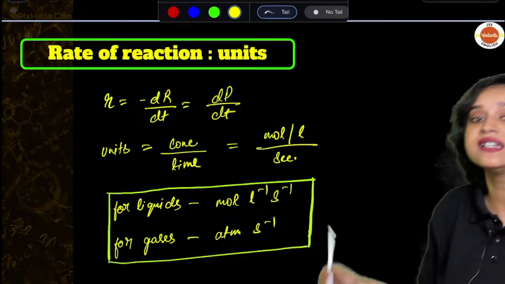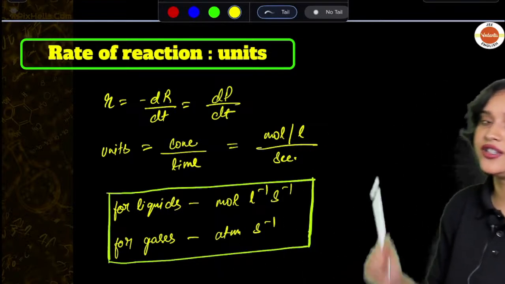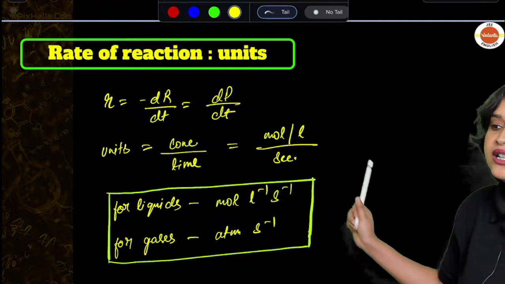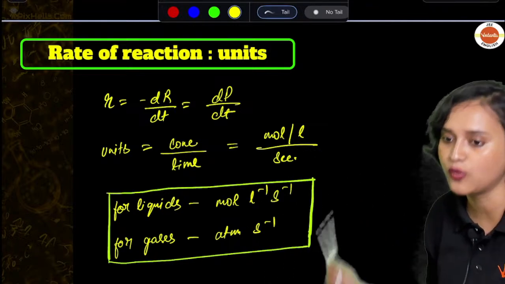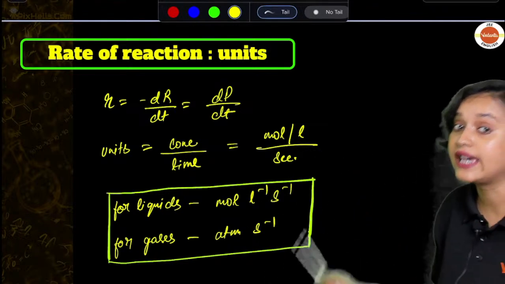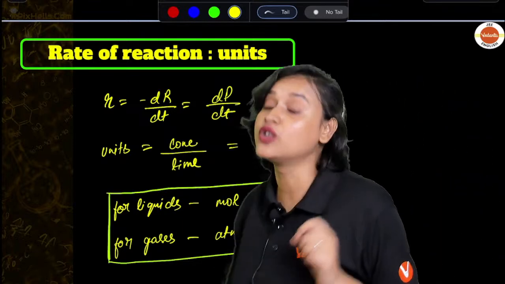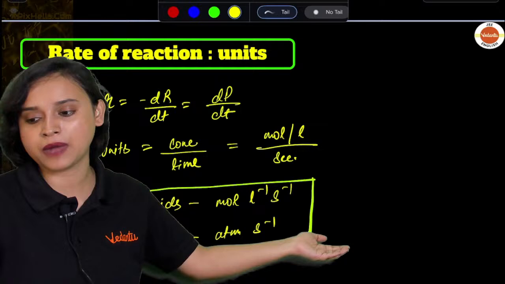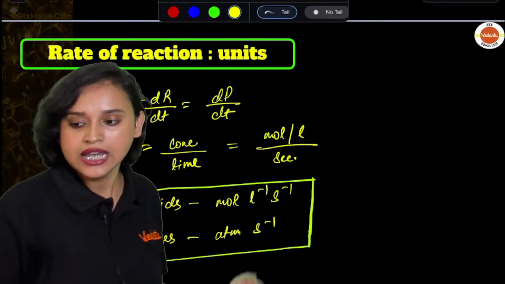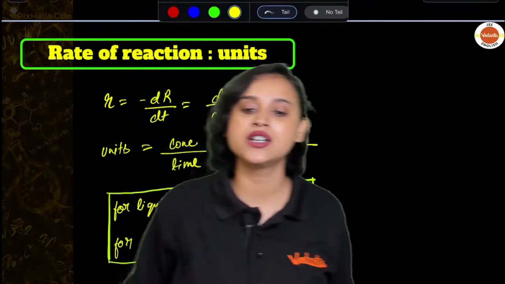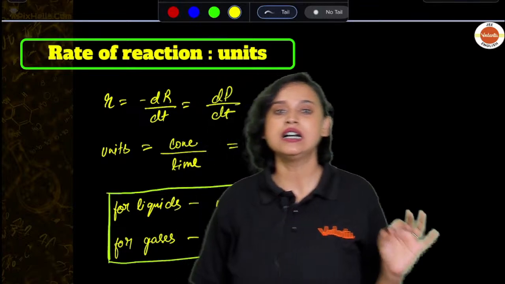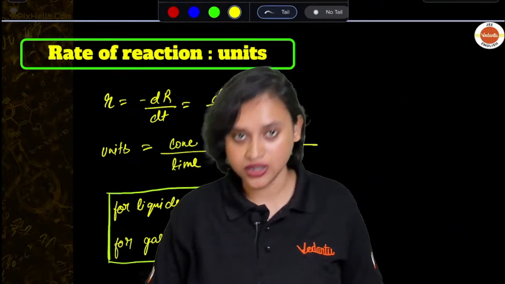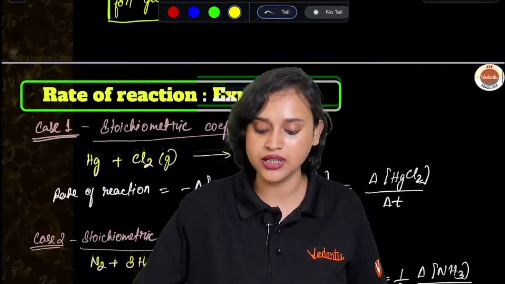So that means for liquids, you will be using mole per liter, second to the power minus 1. But if you have a gas, can you still use mole per liter? No. For gases, you will have to use pressure. So atm s to the power minus 1. Okay? atm s to the power minus 1. That will be for gases. Everybody, rate of reaction units, I suppose that till here everything is clear.